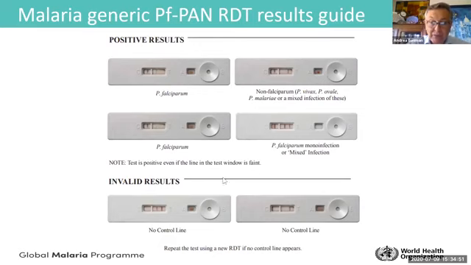Now, another possible result is invalid. Invalid means there is no control line. Even if you have two test lines or one test line, if there is no control line, the test is invalid. There is something wrong with this test and it needs to be repeated. If I have a result like this, falciparum, I don't need to confirm anything.